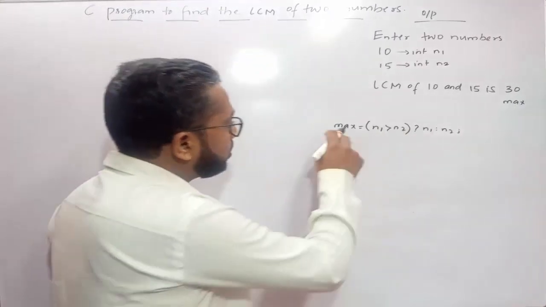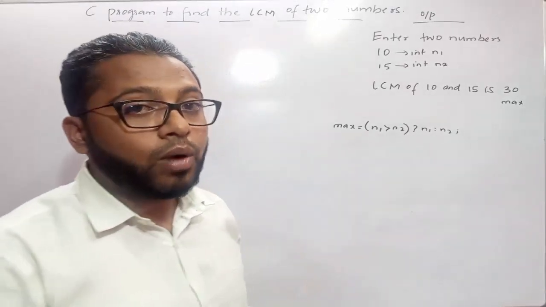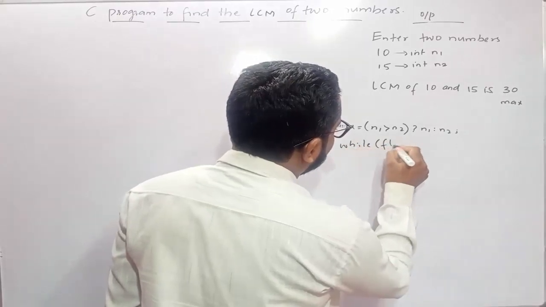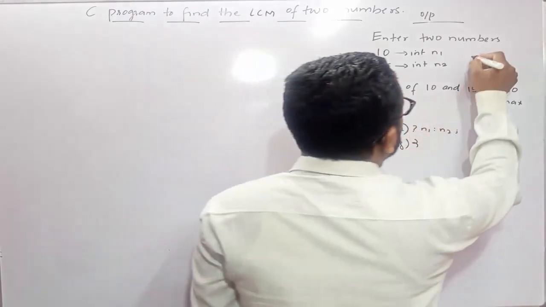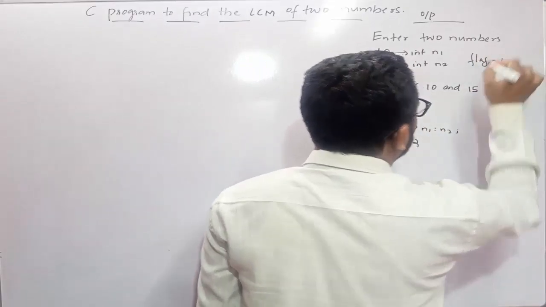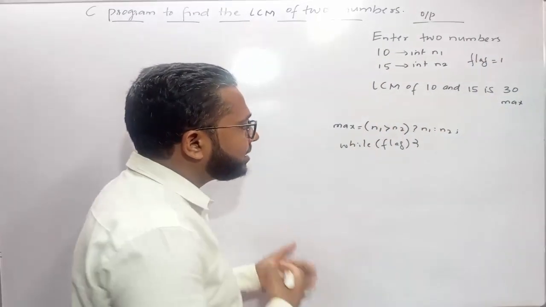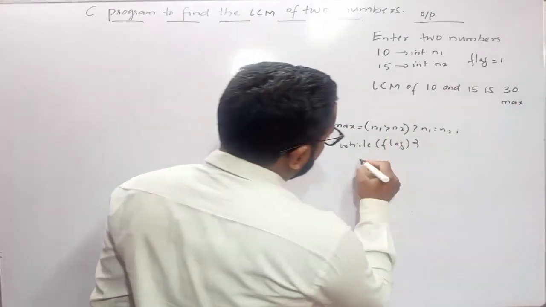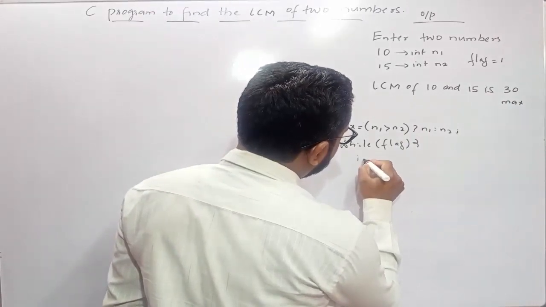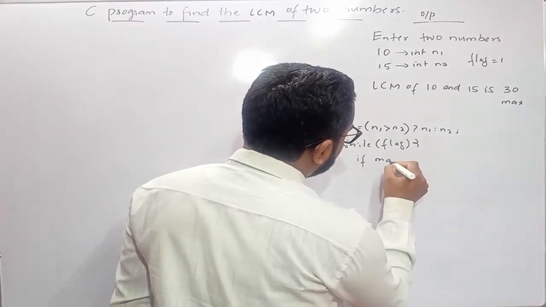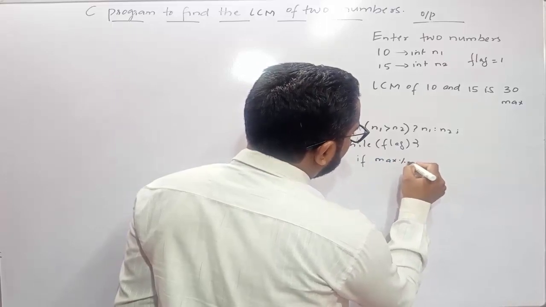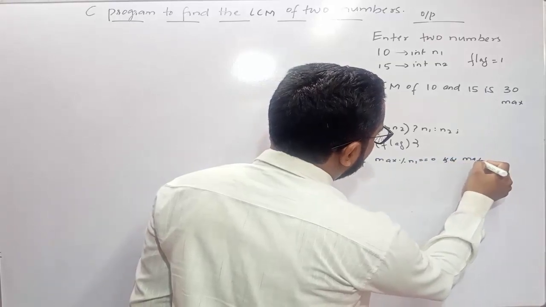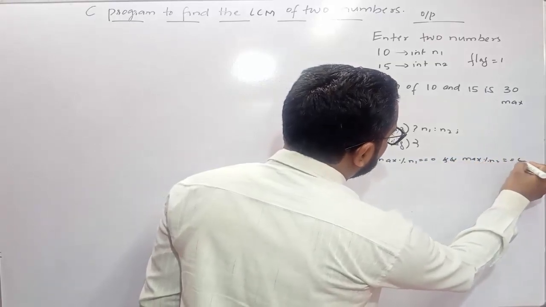Next we need to use the maximum value inside the while loop. Initially we need to set the flag variable to a value of 1. This while loop gets executed until we get the value of LCM, 30. So inside the while we'll check if max mod n1 is equal to 0 and max mod n2 is equal to 0.